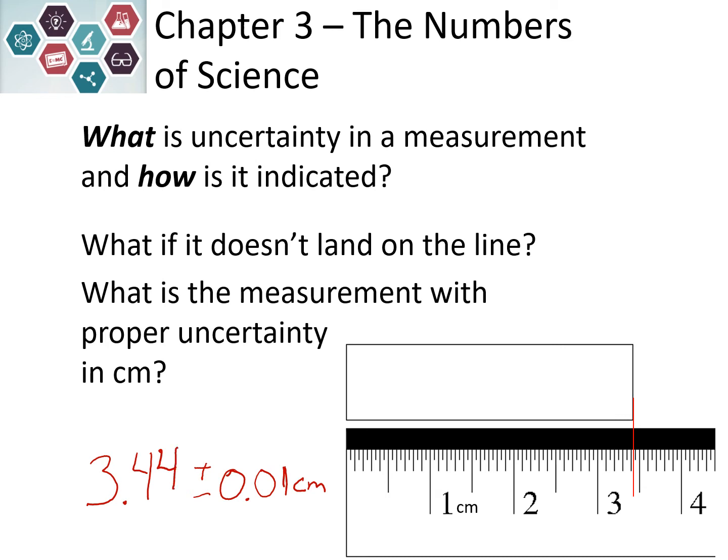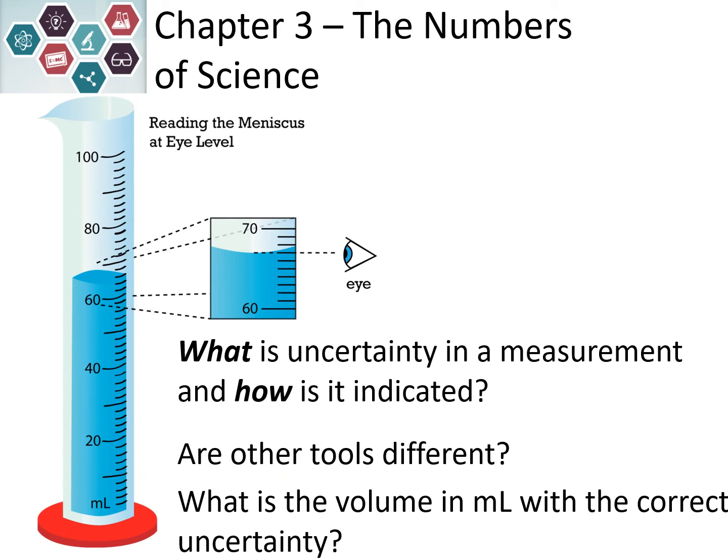And I would estimate this to be 3.44 plus or minus 0.01 centimeters. In the lab, we frequently use something called a graduated cylinder. Graduated because it's marked with measurements. And the liquids that we put in these graduated cylinders usually are attracted to the sides. And what happens is we have something called a meniscus. So it is that curved line of the attraction of that liquid for the glass. When we're making measurements, we read at the bottom of the meniscus.